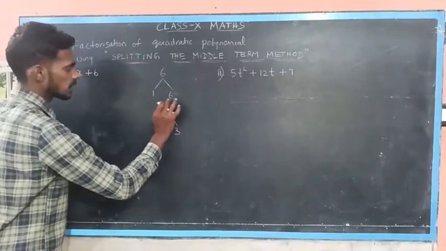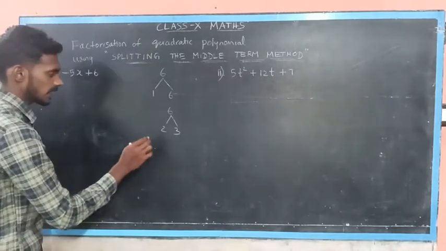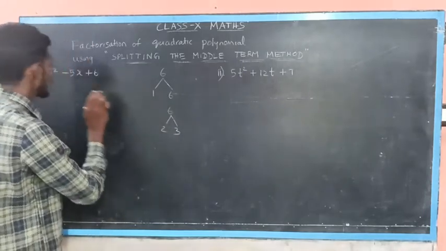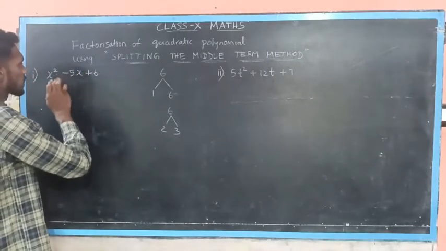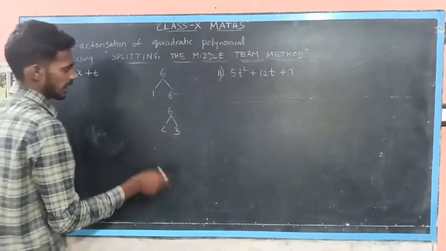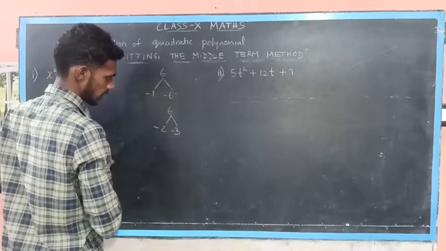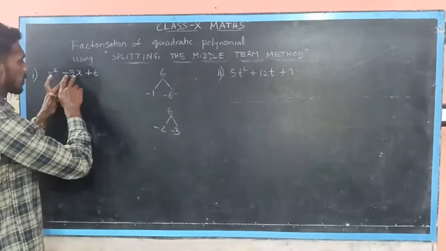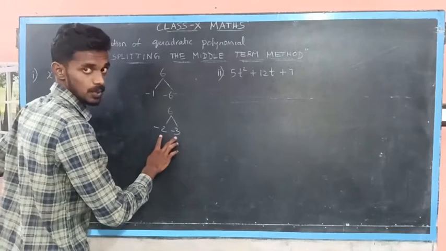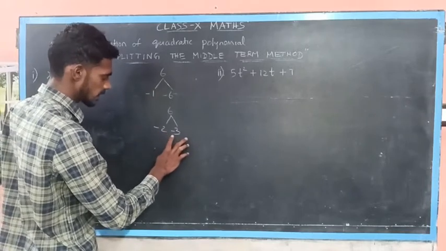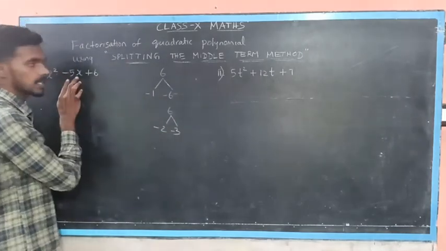These are the possible factors for the number 6. Now we have to choose either these two factors or these two factors. We must satisfy the condition that the sum of the factors must be equal to the x coefficient. Here the x coefficient is −5. So let me write −1 into −6 and −2 into −3. The x coefficient is a negative number, so I am taking negative factors. So −2 into −3 gives +6, then −2 − 3 becomes −5.